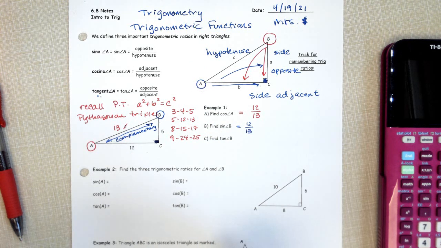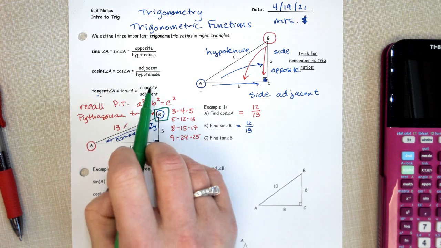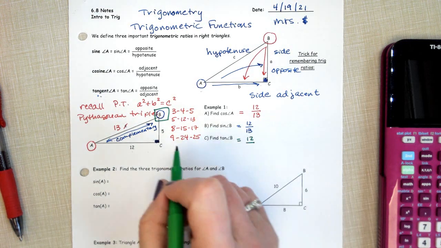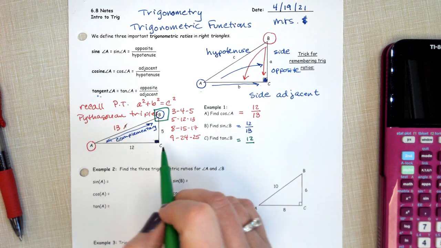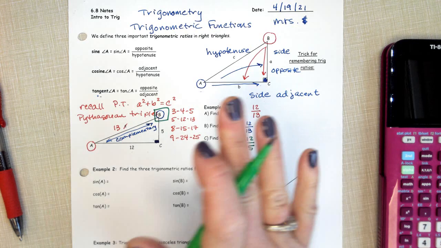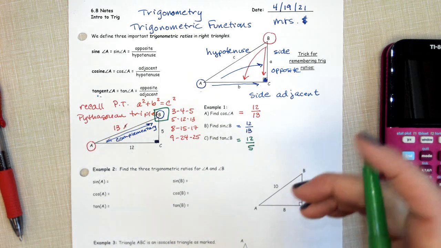Okay, and then let's find the tangent of B. I'll do this in green. So the tangent of B is the opposite side, which is 12, over the adjacent side, which is 5. So that's all you have. You're just going to leave it as a ratio of two things.